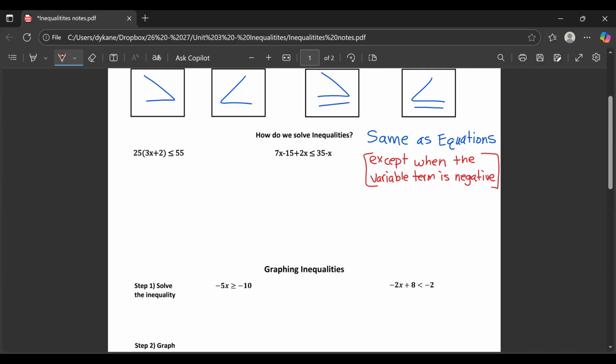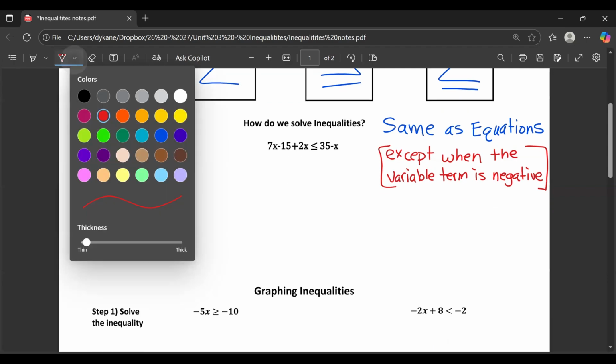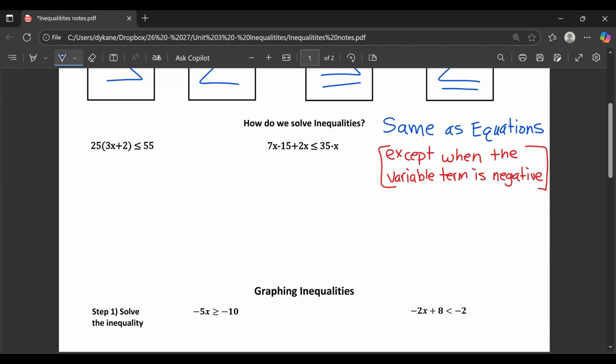All right. So let's do a few examples to kind of refresh our brains on how to solve equations and how to solve inequalities. Okay, so let's look at this first one. 25 times parentheses 3x plus 2 is less than or equal to 55. So I see parentheses, so I need to do my distribution. So I'm going to multiply 25 by 3x, which gives me 75x. And then 25 times 2, that gives me 50. So I have 75x plus 50 is less than or equal to 55.